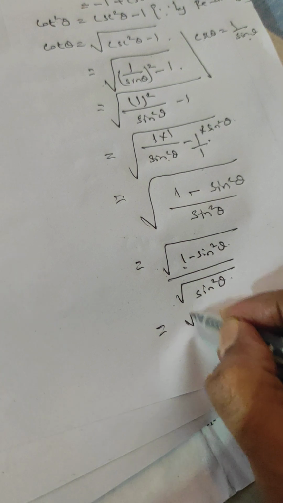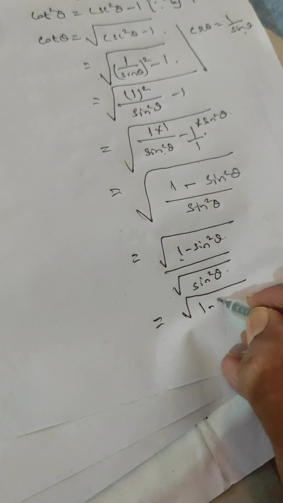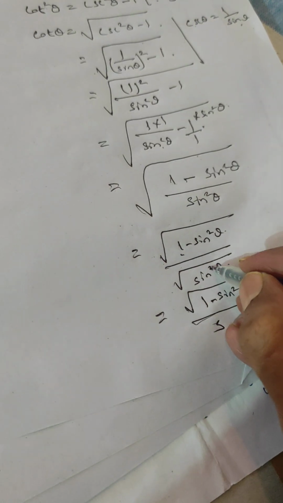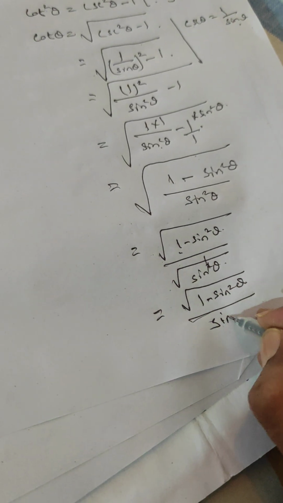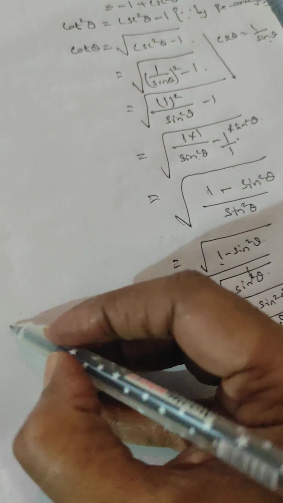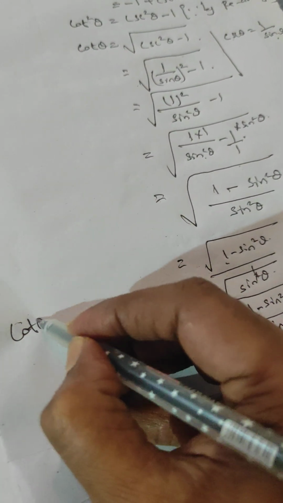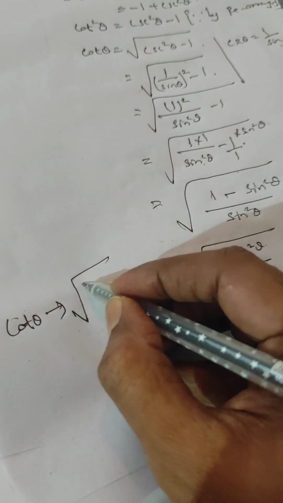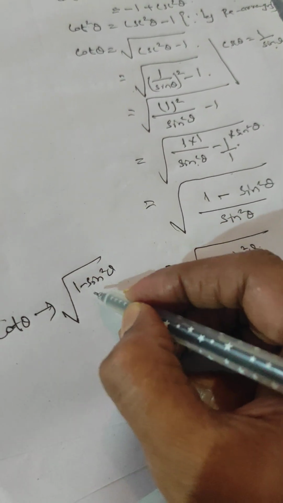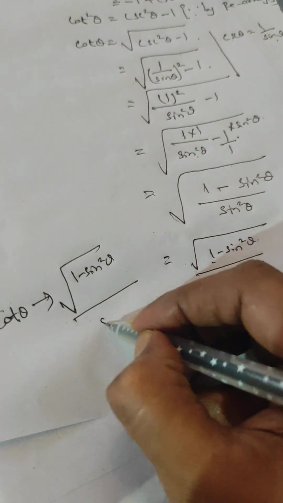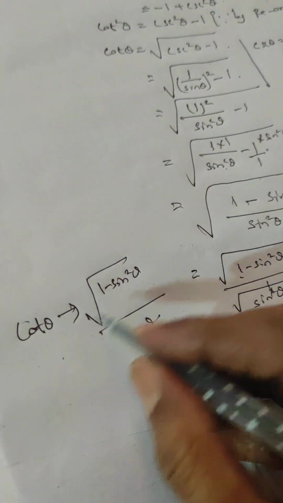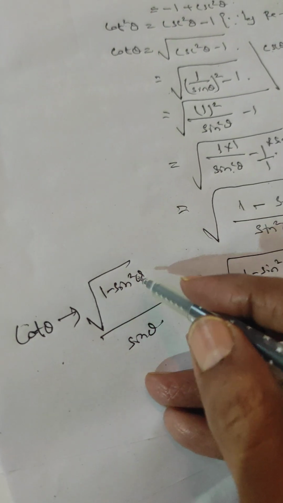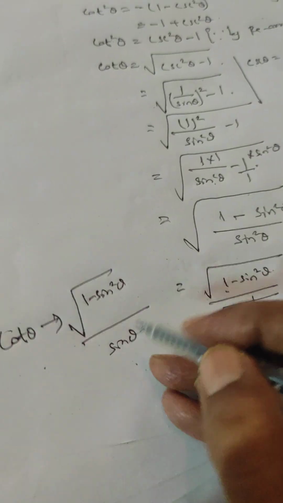We cannot take out the square root of the numerator, so I am writing under root of 1 minus sin square theta as it is, divided by sin theta, as the square and root get cancelled. So cot theta is changed in terms of sin theta. We can write cot theta equals under root of 1 minus sin square theta by sin theta.